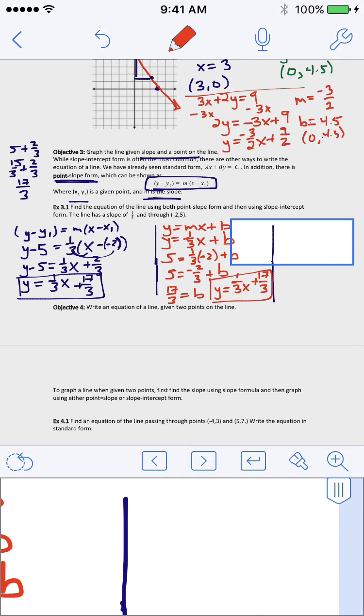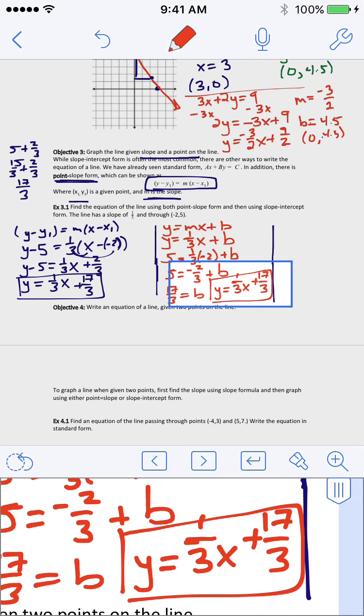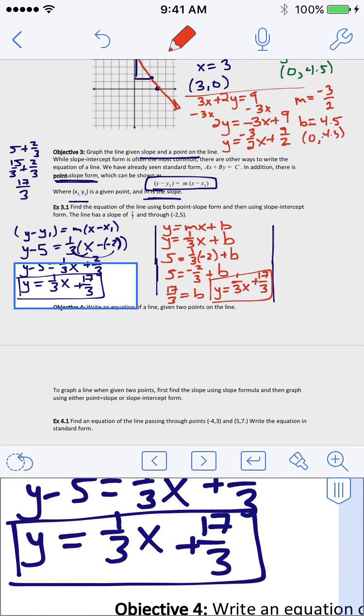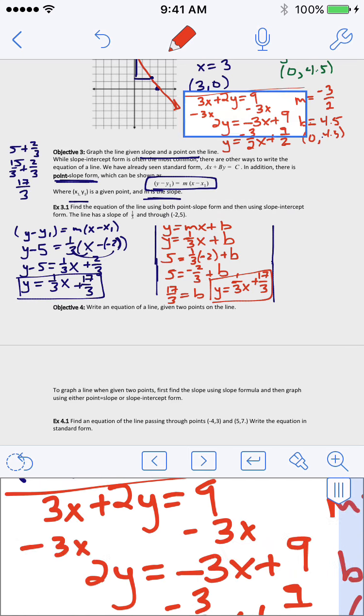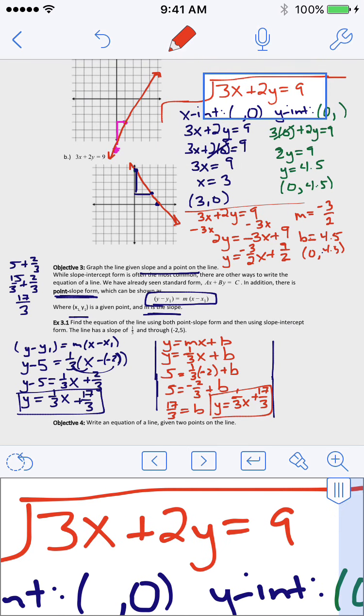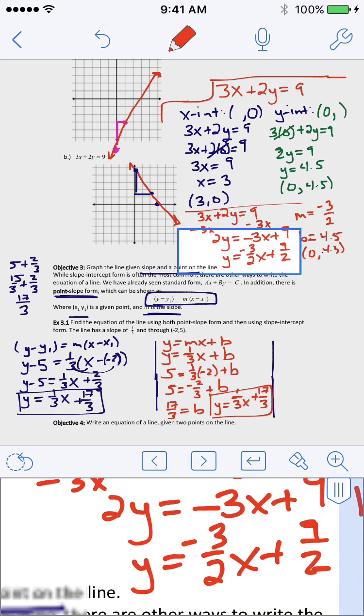Okay. The last thing we want to do is take a look at this. This is not a very pretty equation, right? It's a lot of thirds. So instead of leaving this in slope-intercept form, let's change it back to standard form. Remember, standard form looks like this with x and y on one side. And so let's do that.